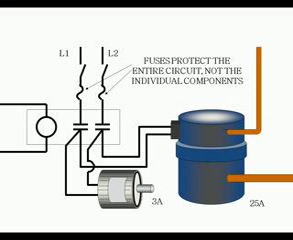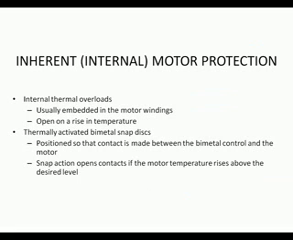Motors are expensive and must be protected. Fuses and circuit breakers protect the entire circuit, not the individual circuit components. Motors can operate under overcurrent conditions for a very short period of time. A lot of small motors don't have any overload protection because they're cheap and easy to replace. The larger the motor, the more elaborate the method of motor protection should be. Motor protection can be inherent, which is internal, or it can be external.